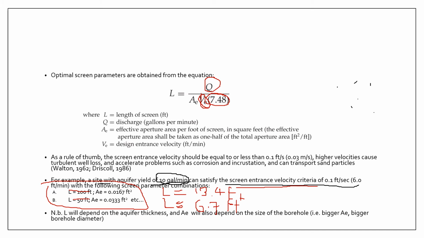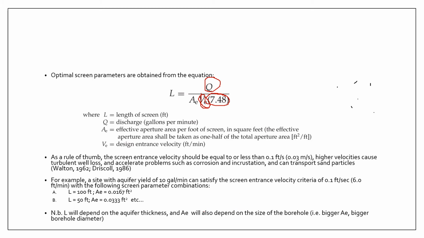All right. So you can have an infinite number of combinations that can satisfy these conditions. And of course, you also have other considerations in choosing your well screen design parameters, like the actual thickness of your aquifer. All right, so we will be discussing this part later on, like how long is typically the screen, all right?